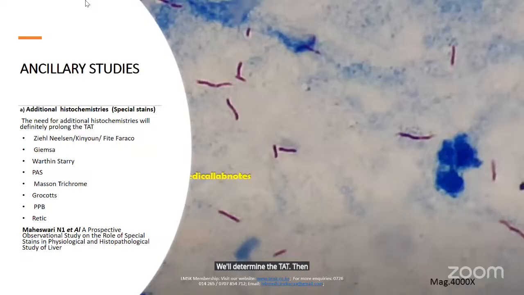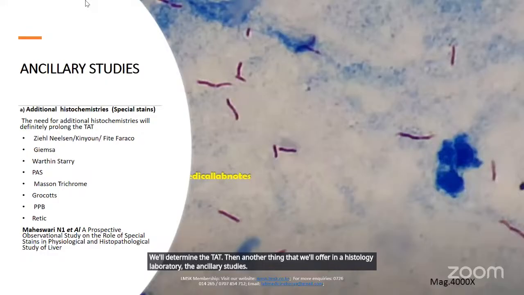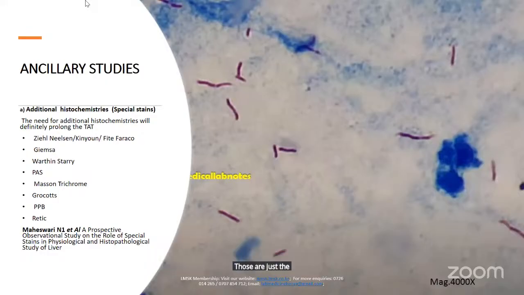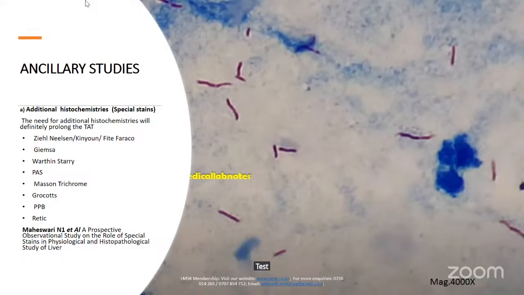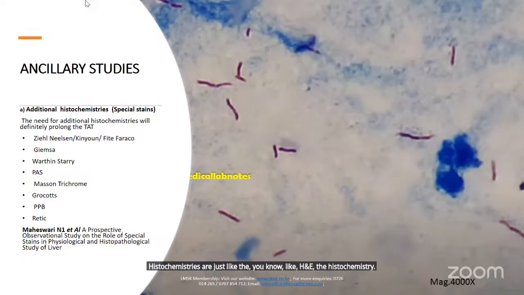Then another thing that will affect TAT in a histology laboratory is the ancillary studies. Those are done after the standard technique has been performed and the pathologist has looked at the slide. There's what you call ancillary studies. Those are just additional tests. They can be histochemistry or immunohistochemistry. Histochemistries are like H&E, which is a histochemistry. So they can be additional histochemistries. We normally call them special stains in a histology lab.